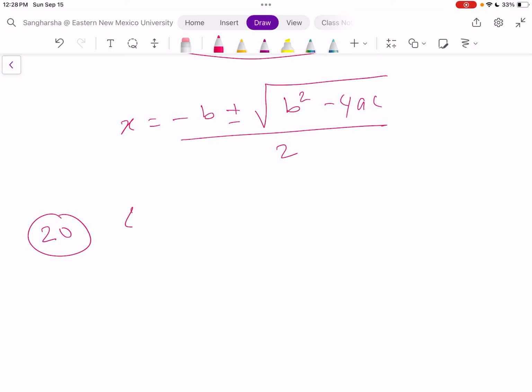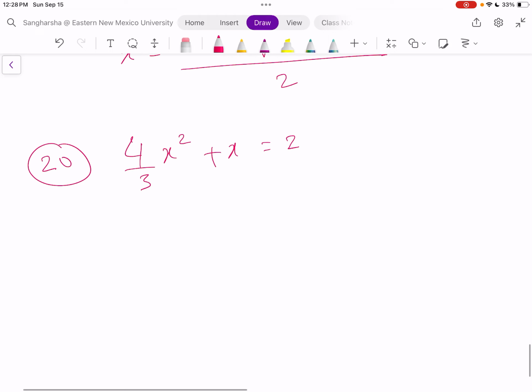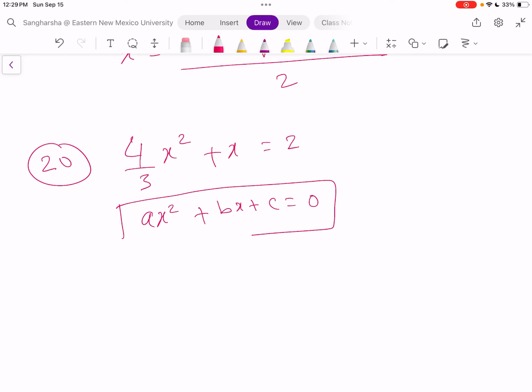So in number 20 we have 4 over 3 x squared plus x equals 2. And whenever you are solving an equation with the quadratic formula, you need to write your quadratic equation in standard form. Your standard form of the quadratic equation looks like this: ax squared plus bx plus c equals 0. So you have 0 on one side. Now, do we have our equation in standard form? So this is the equation.